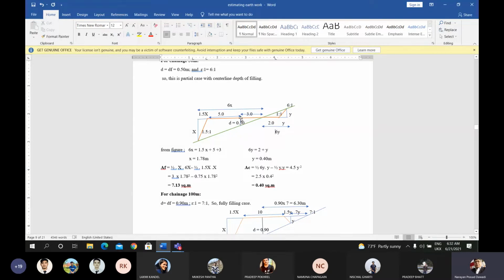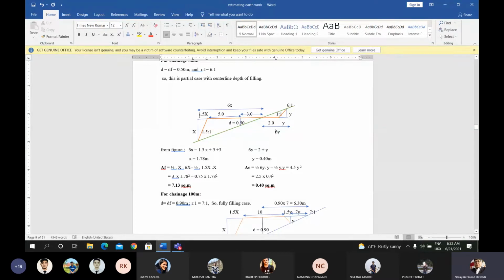So this value must be up to the center point of the road towards the right hand side, up to the ground cross slope. The horizontal distance must be 0.50 into this slope, 6 into 0.50, which is 3 meters. This 3 meters is not sufficient for the half portion of the road in filling. So 2 meters have to be excavated into the cutting portion to provide the total width of 5 meters from the center line towards the right hand side here. And this portion may be cut accordingly. So this is 5 meters and this is 3 meters here.